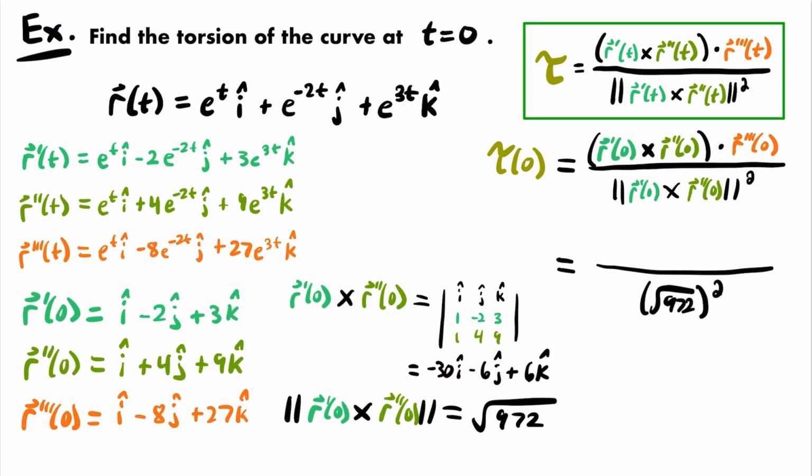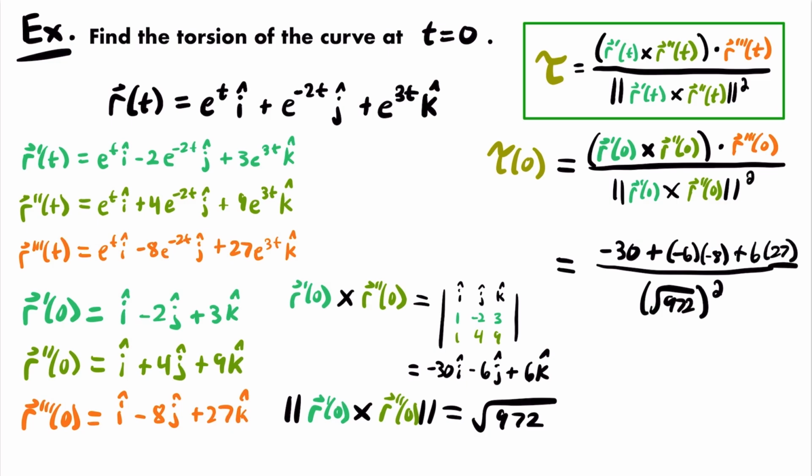We'll start by multiplying the x components. Negative 30 times 1 is negative 30. So we have negative 30 plus the product of the y components. So we have negative 6 times negative 8. So I'll write down negative 6 times negative 8. And then adding the product of the z components, we have 6 times 27. So plus 6 times 27.